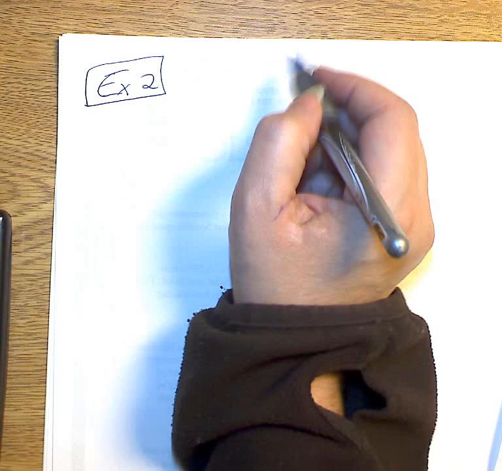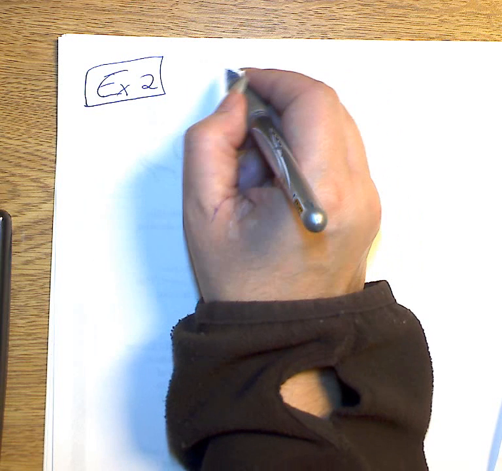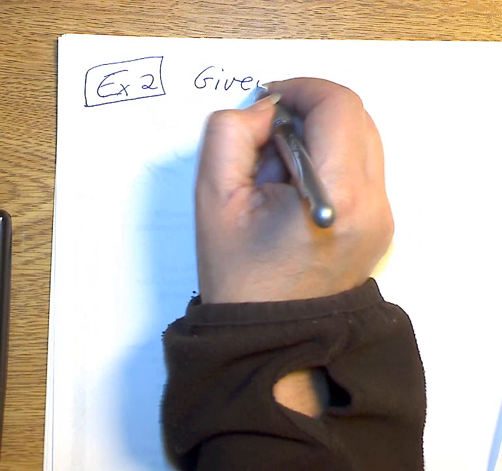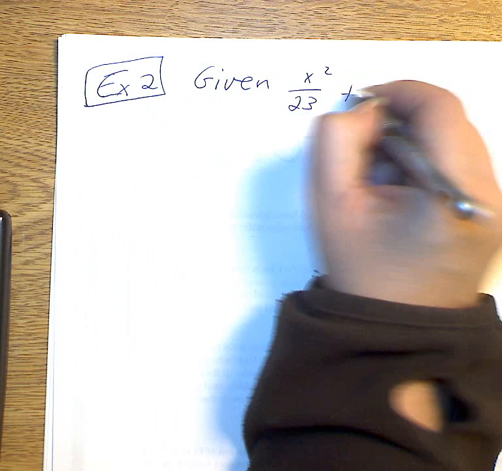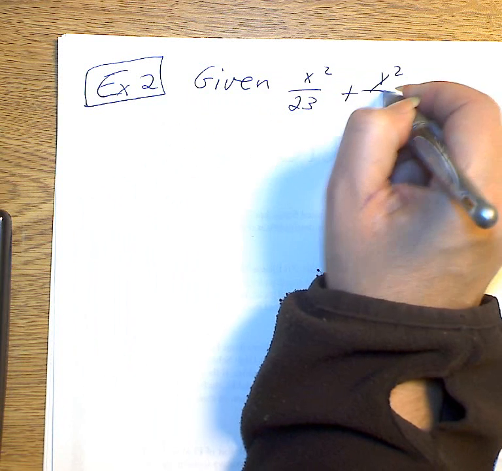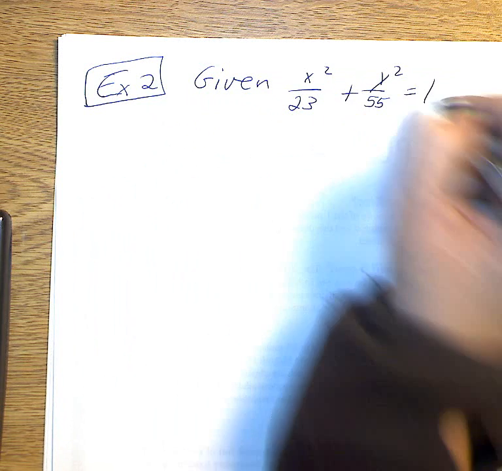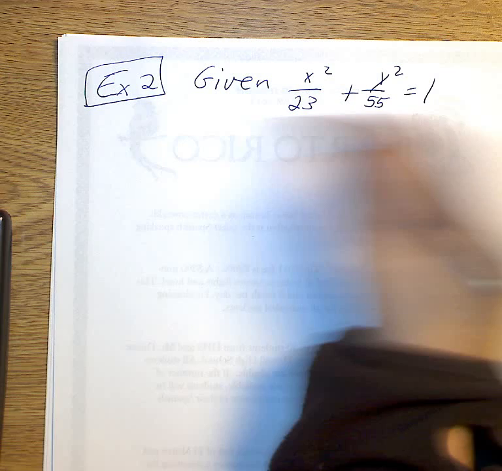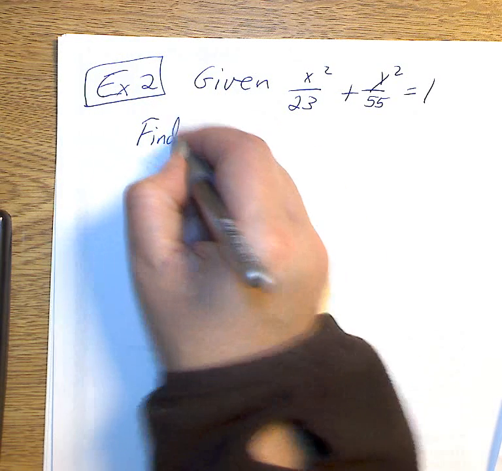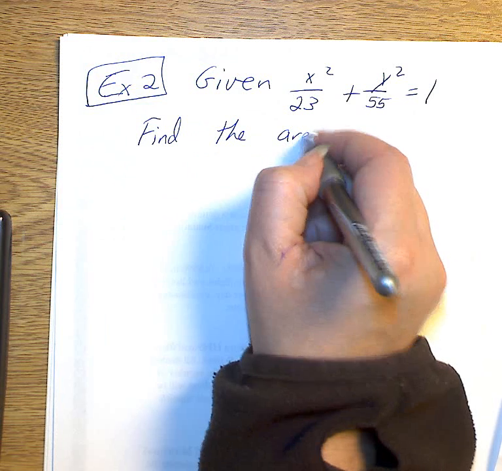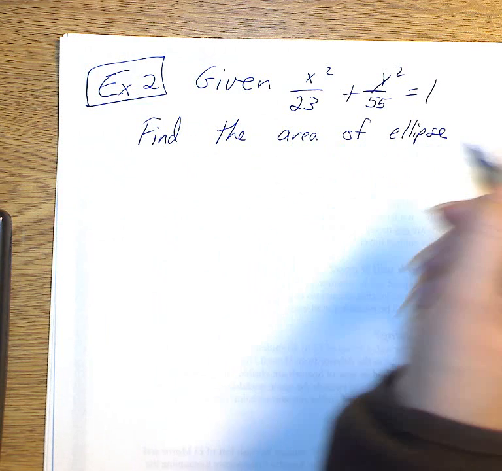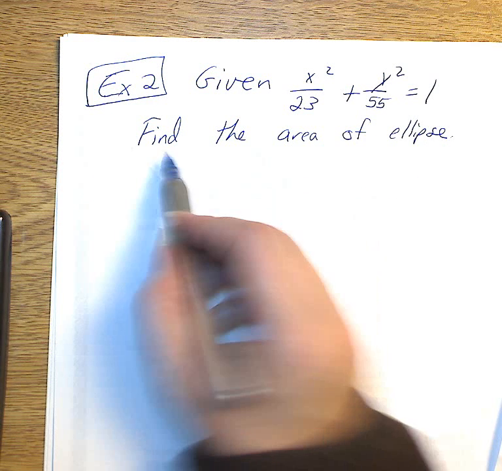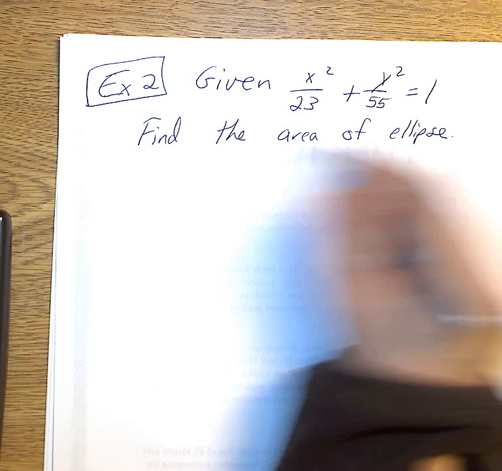Example 2. Given x squared over 23 plus y squared over 55 equals 1, I want you to find the area of the ellipse, the area formula of the ellipse, and also the foci.